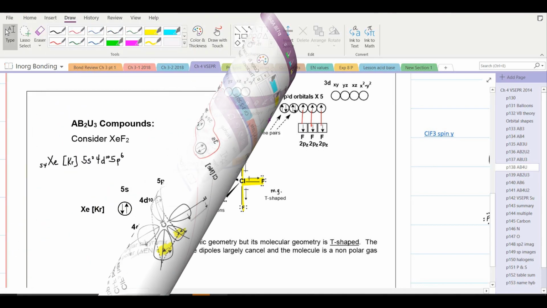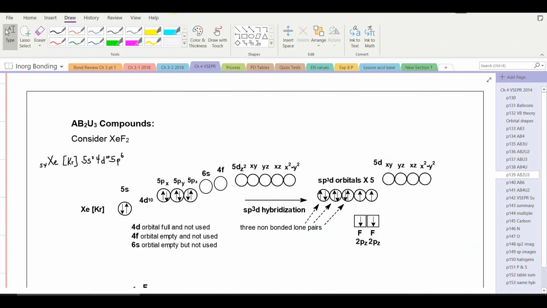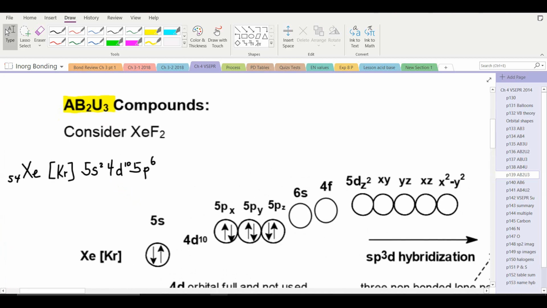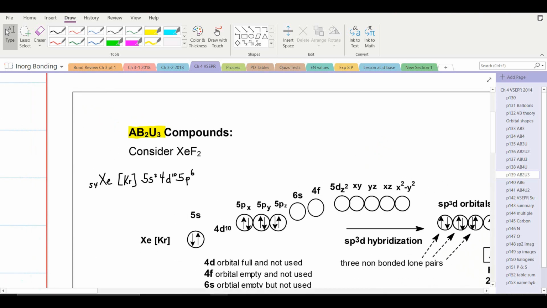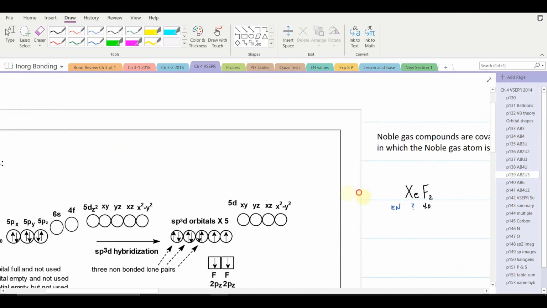Page 139, please. Page 139, compounds of the type AB2U3, central atom, 2 bonded atoms, 3 unshared pairs of electrons. We'll consider the example of xenon difluoride. Xenon's a noble gas. Do they form compounds? Well, not very many, but some of the lower noble gases beginning at krypton and down have been encouraged to form compounds with fluorine. They're not very stable, but nonetheless they're real.